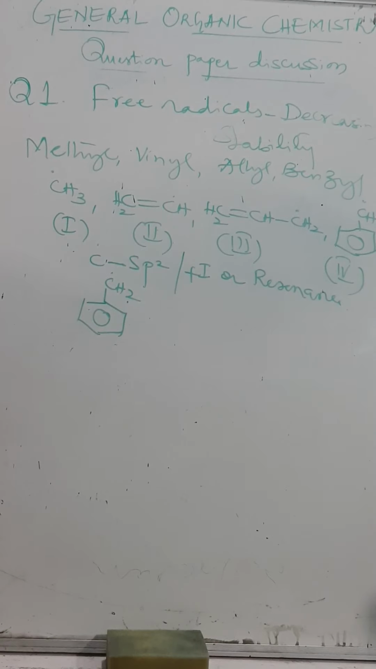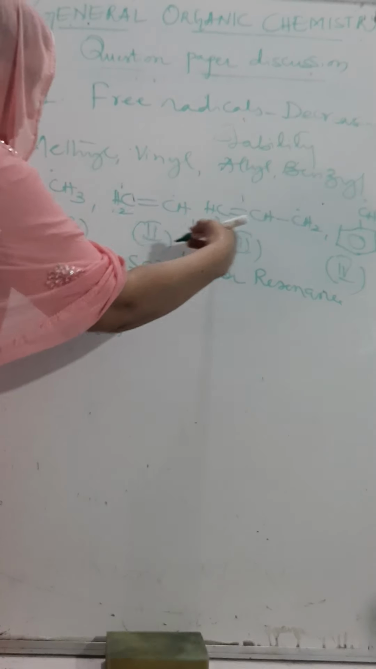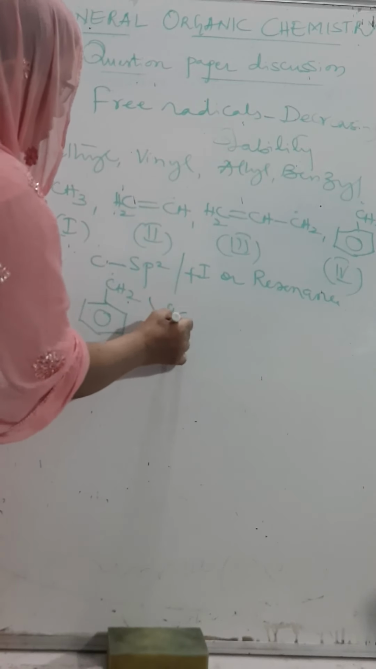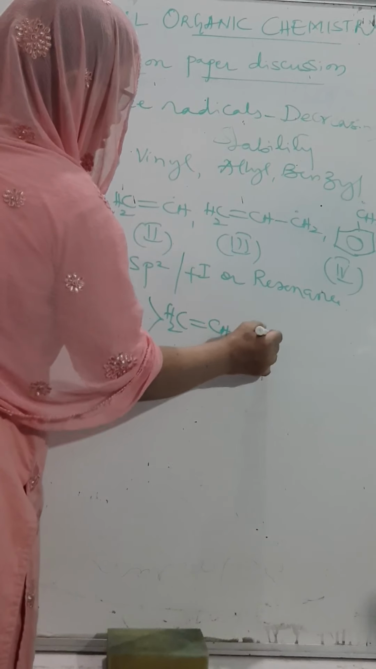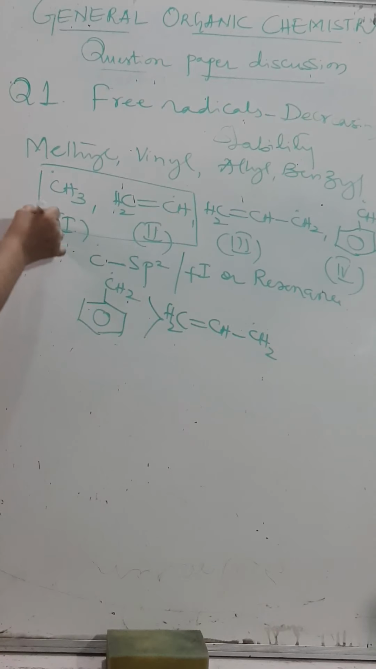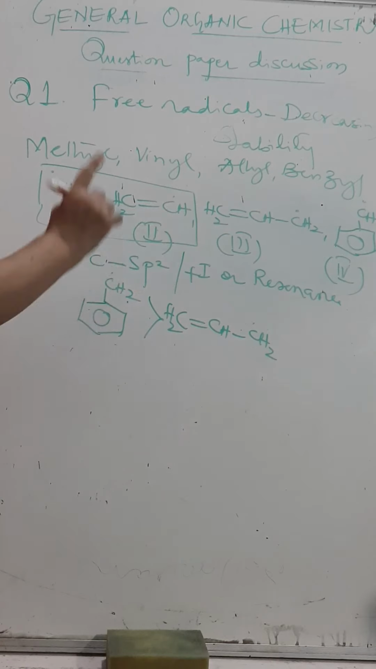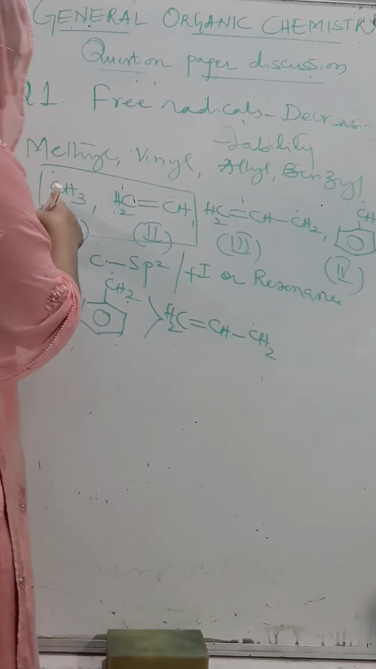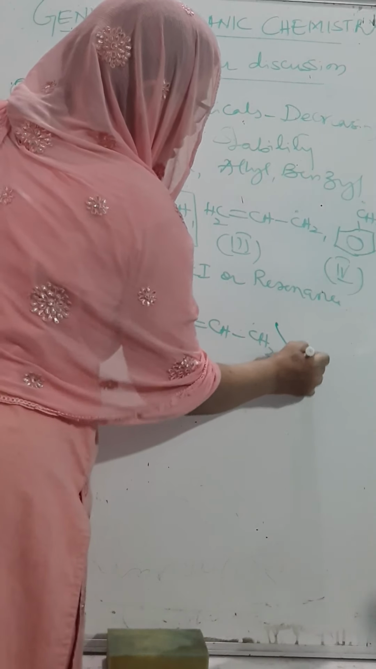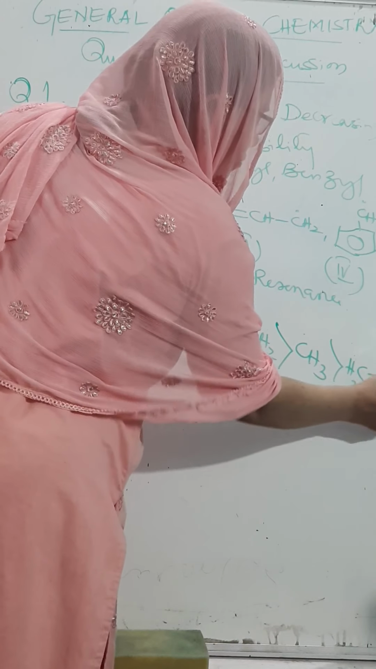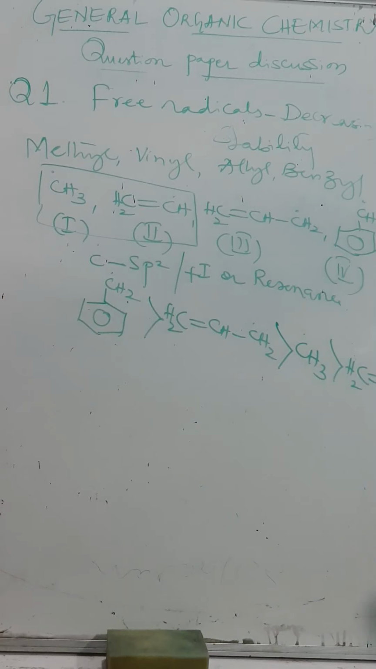Benzylic. Further, amongst these 3, which will undergo next resonance? Allylic: CH2 double bond CH, CH2 dot. Now the very tricky point left out is between methyl free radical and vinyl free radical. One thing you need to remember is that vinyl will always be the least. Therefore, we can write next the primary, that is methyl free radical. What is left out? Vinyl. This is our answer.